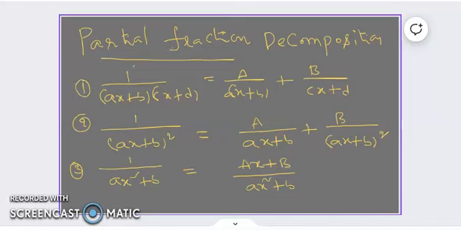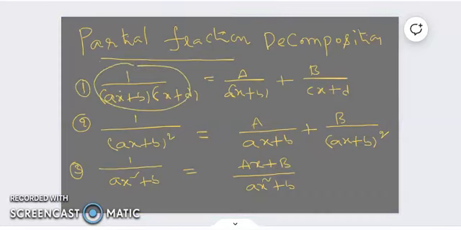If the fraction is of the form 1 by (ax plus b) into (cx plus d), depending on the denominator values, we will write the partial fraction decomposition. Here in this fraction, the denominator has two different factors. In this case, we will write the partial fraction as A by (ax plus b) plus B by (cx plus d). Here A, B are unknown constants.